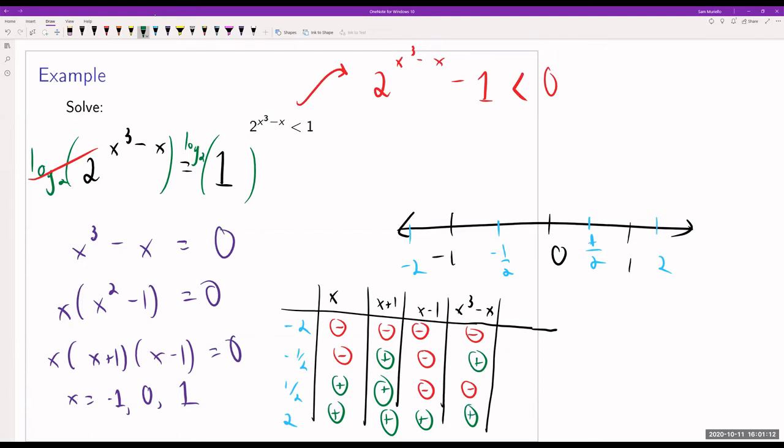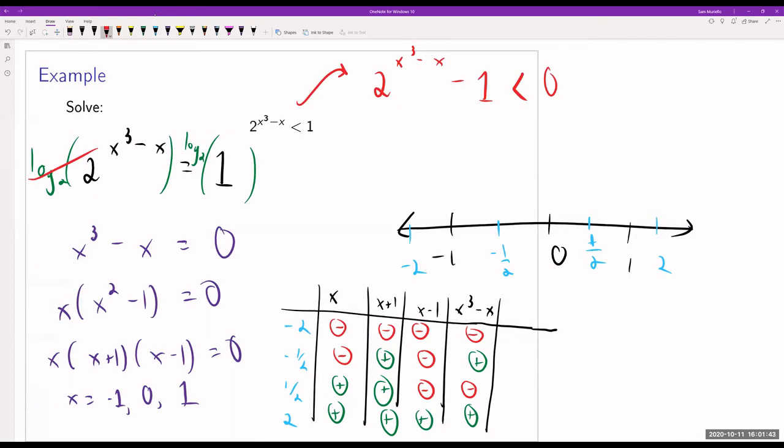Now, based on whether the exponent is positive or negative, the final answer will also be larger or smaller than 1, because a positive exponent means it will be larger than 1, and a negative exponent means it will be smaller than 1. Remember, negative exponents create fractions. So the pieces that are negative are the pieces that will be our answer, because that will make this piece smaller than 1. The pieces that are positive will not be in our answer.